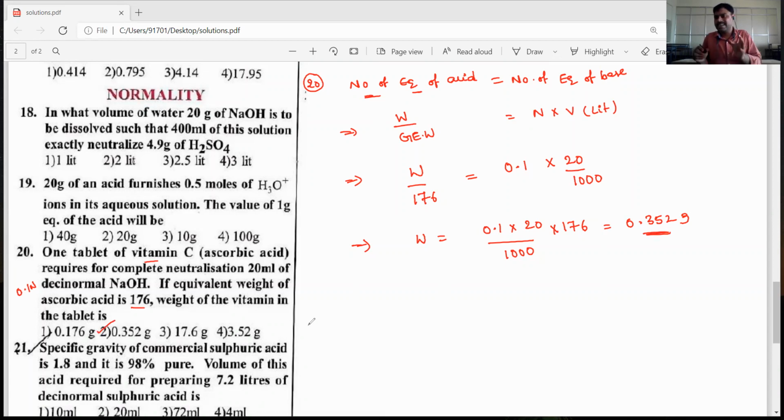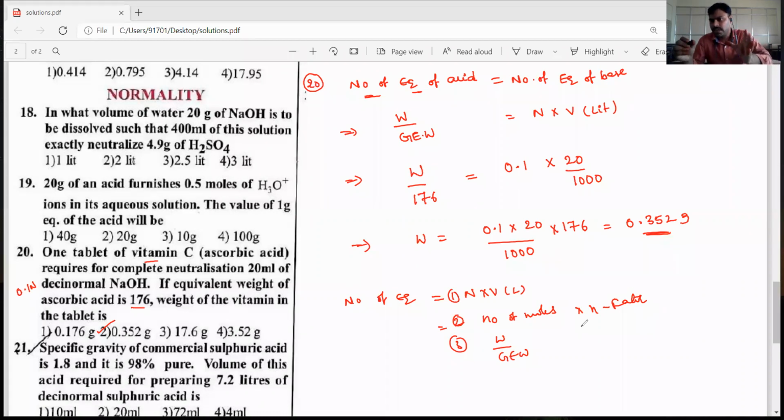So in this case, there are different formulas for the number of equivalents. You have to remember, dear students, the number of equivalents is nothing but normality into volume in liters. That is one formula. Another formula is equal to number of moles into n factor. This is the second. And the third one is weight by gram equivalent weight. Okay, these three relations you have to use in any chemical reaction. The number of equivalents of all reactants is equal to the number of equivalents of all products. According to that relation, we can easily solve this kind of question.